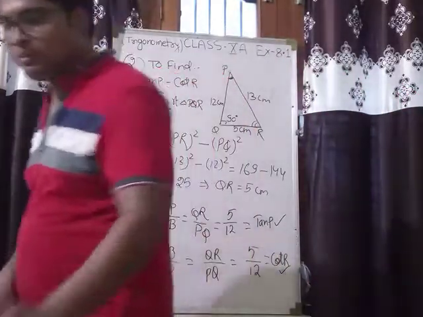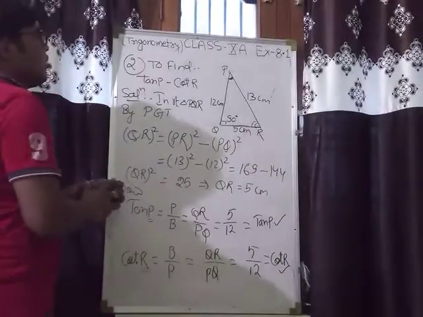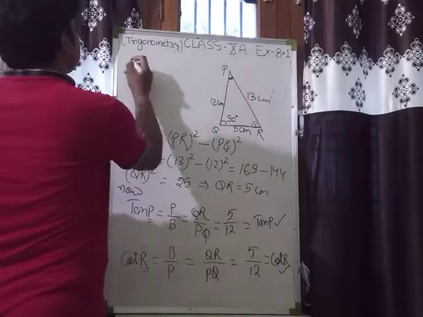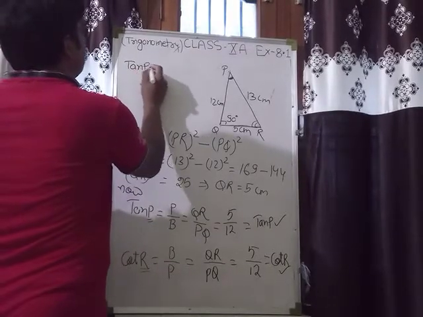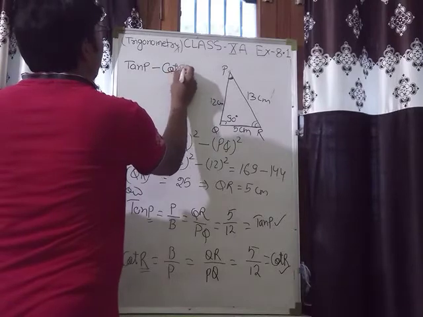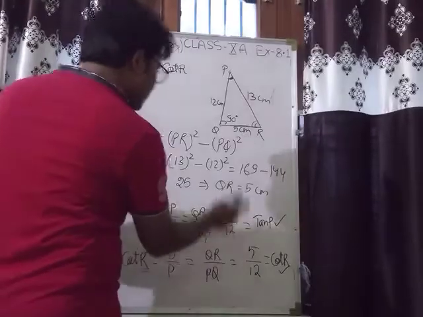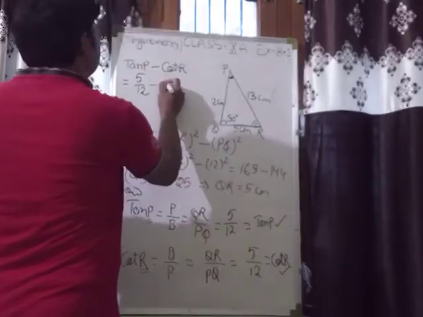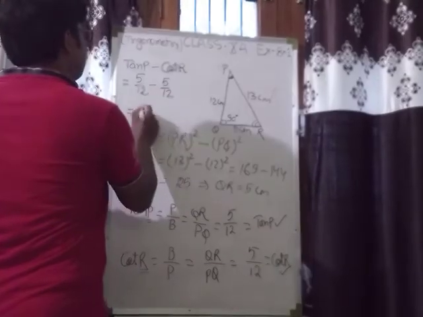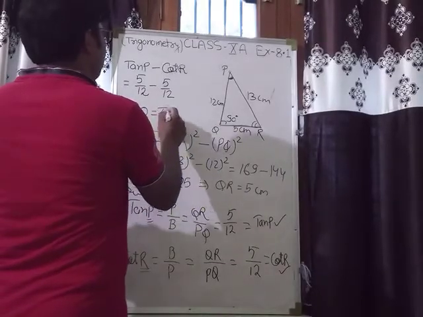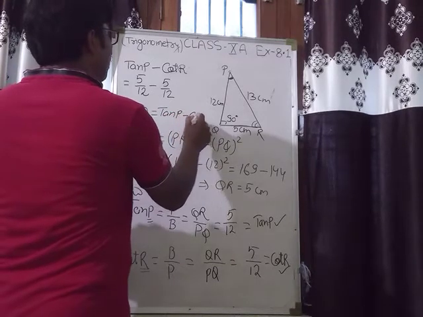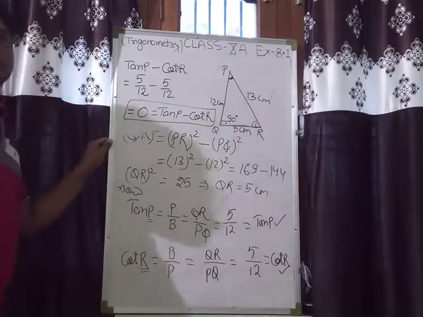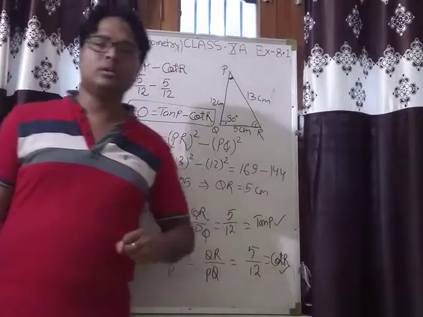We want to find out tan P minus cot R. Now consider tan P minus cot R. So tan P is 5 by 12 minus cot R is also 5 by 12. That is equal to 0. So tan P minus cot R equals 0. So that is the solution of question number 2.